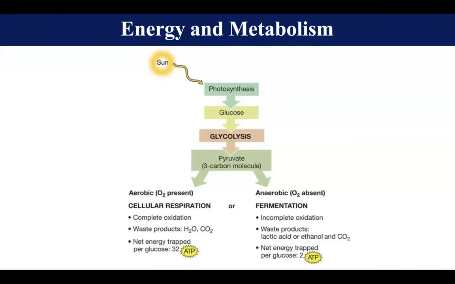With cellular respiration, as you can imagine, because there is oxygen being used, your net energy per glucose is 32 ATP. So there's a lot of ATP molecules being produced. However, with fermentation, because you're oxidizing the glucose and pyruvate molecules incompletely, you're only producing around 2 ATP per glucose. And I believe you guys did a fermentation lab in your lab class. So it's a similar process. Fermentation produces much less ATP, and you also see lactic acid formed.